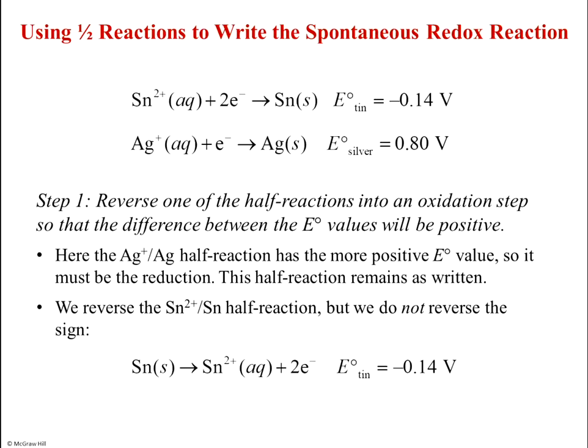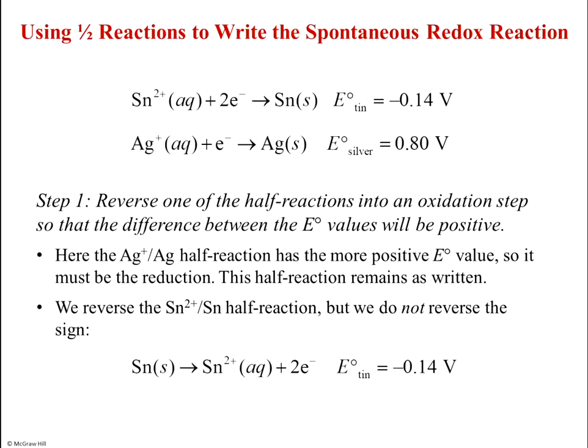We can take as an example tin 2 with tin in comparison with silver ion and silver. We see that silver has a standard reduction potential of positive 0.8 volts, whereas tin has a negative standard reduction potential of minus 0.14 volts. So first, we reverse one of the half reactions into an oxidation step so that the difference between the E0 values turns out to be more positive. So in this case, we would reverse the tin reaction.